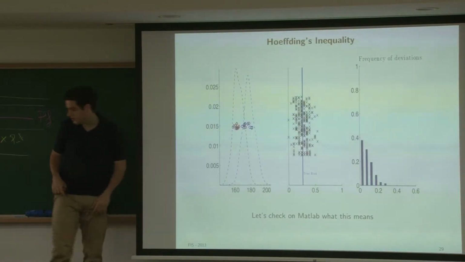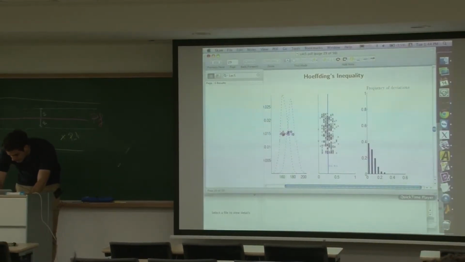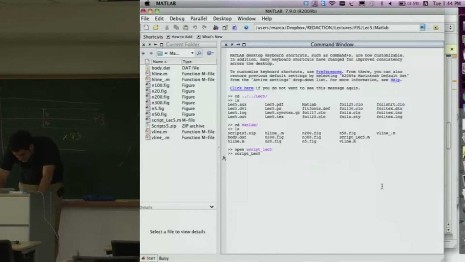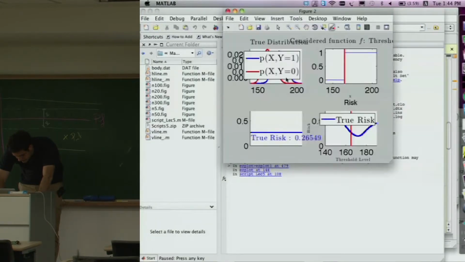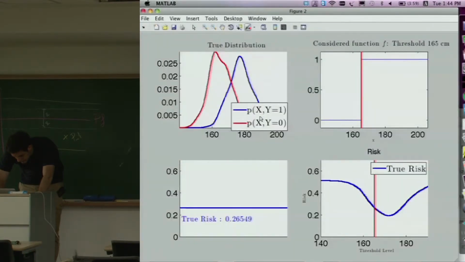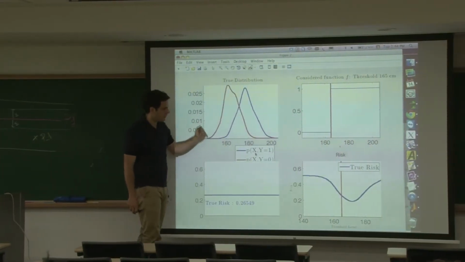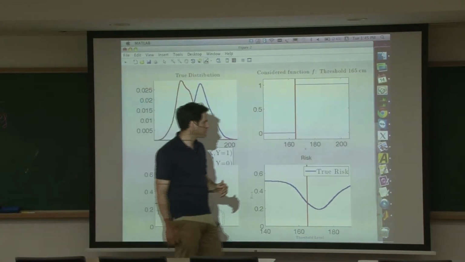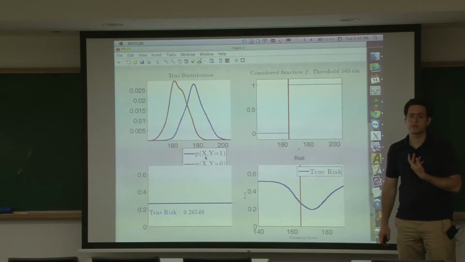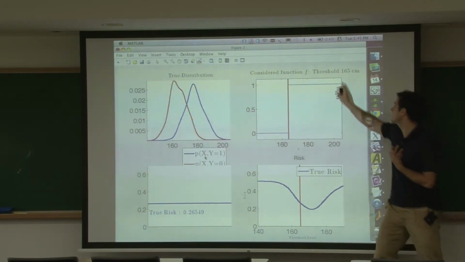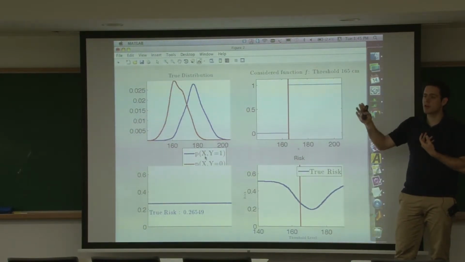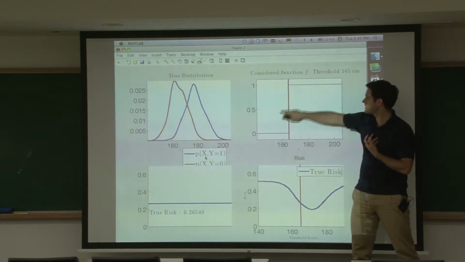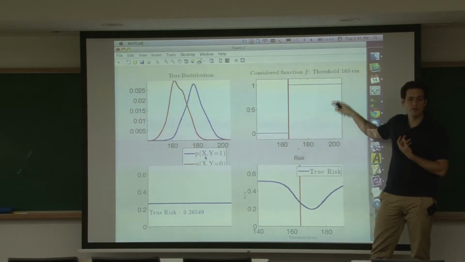It will depend. So let me give you a small demonstration on MATLAB to illustrate all this. Here I have plotted a few things. This is the true distribution: this is the female, this is the male, and this is the joint distribution of x and y. Suppose the function that I have decided to apply is 165 centimeters. My rule is: if someone is below 165, it's a female, and if above, it's a male. So this is the plot of my function, right? It's 0 below 165 and 1 above 165.